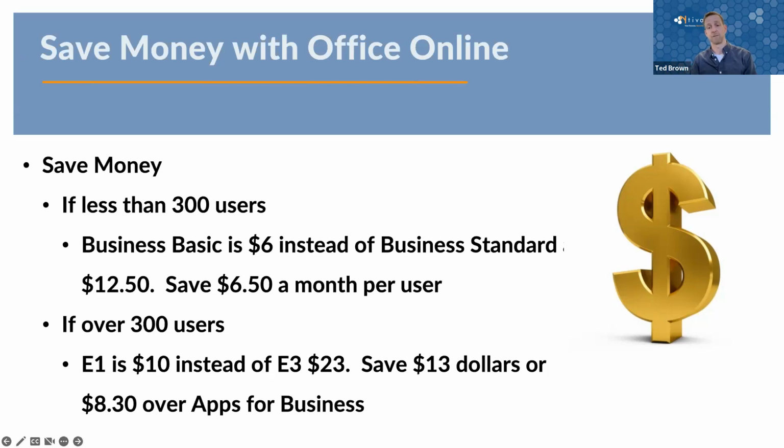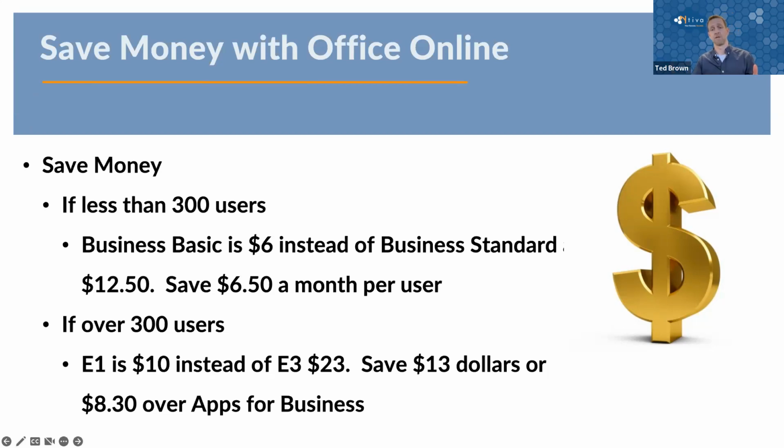And for instance, going back to saving money, I did an example of less than 300 users. Let's take a company that has more than 300 users. If you're utilizing more than 300 users, you have to use enterprise licensing, which is more expensive. So E1 would be the SKU you would look to use that has the online applications, and this costs you $10 per user per month. You can look at going to E3, which would include the installed applications, which is $23 per month.